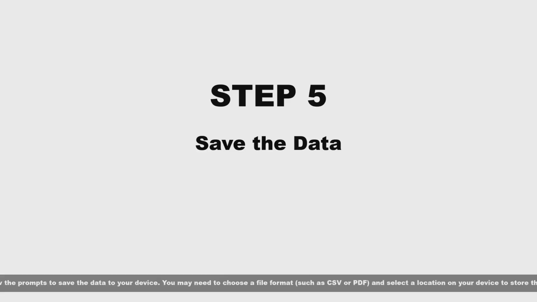Step 5. Save the data. Follow the prompts to save the data to your device. You may need to choose a file format such as CSV or PDF and select a location on your device to store the file. Once you have completed these steps, you should have successfully downloaded your data from Hotels.com.